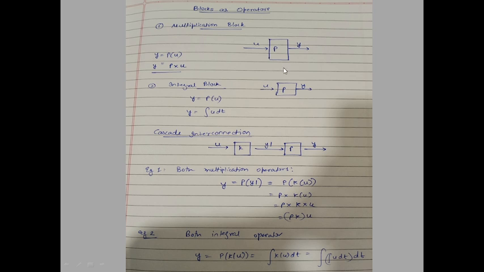Now since this is a multiplication block, the action of P on U is nothing but the multiplication of U by a number P. So hence the output is P into the input U.